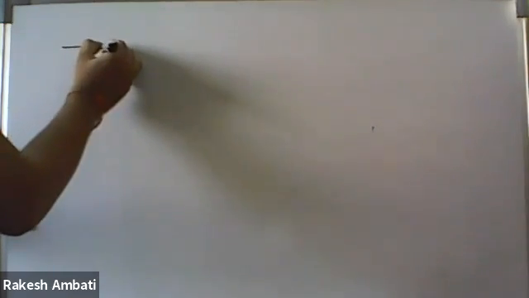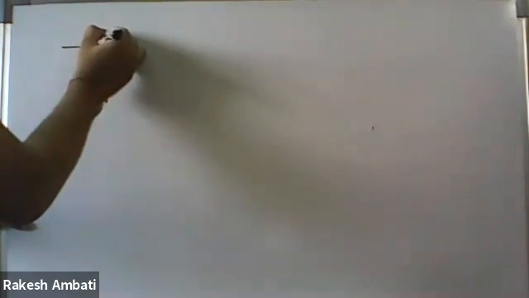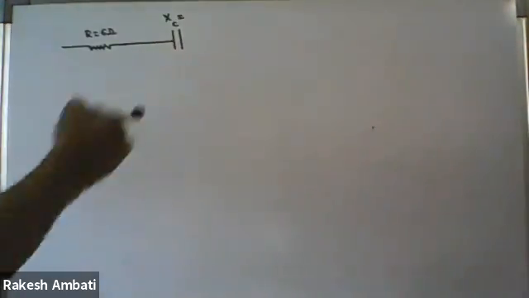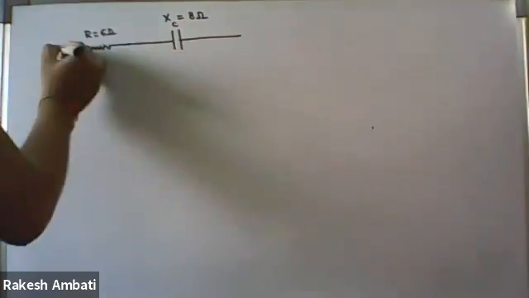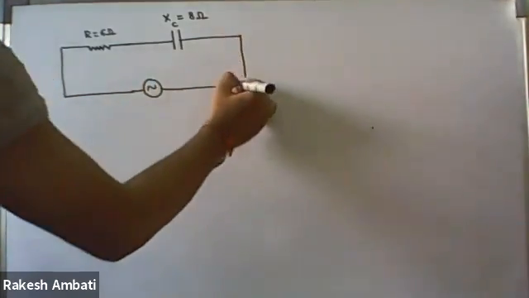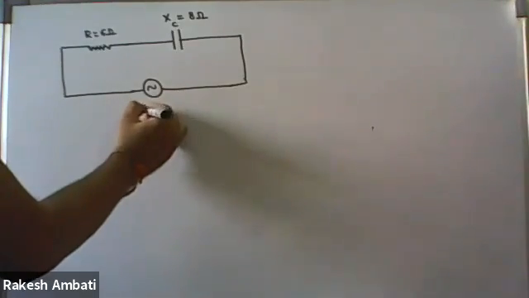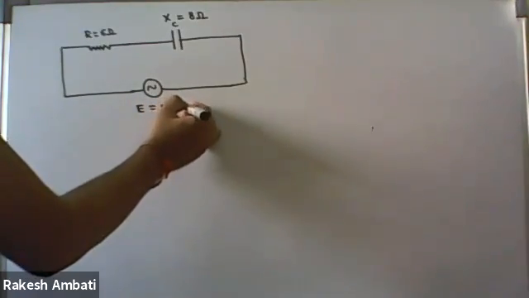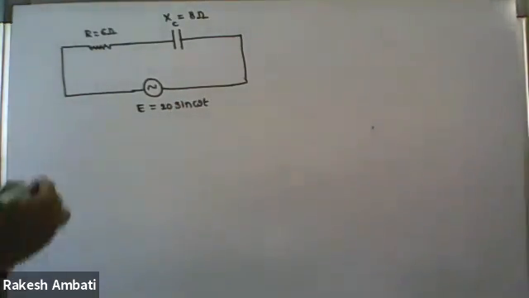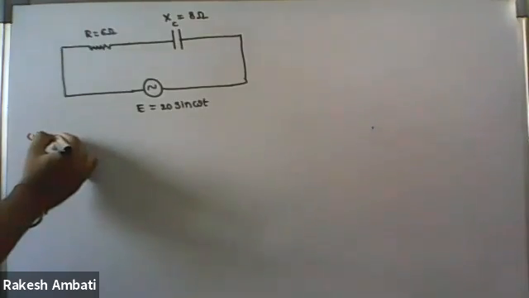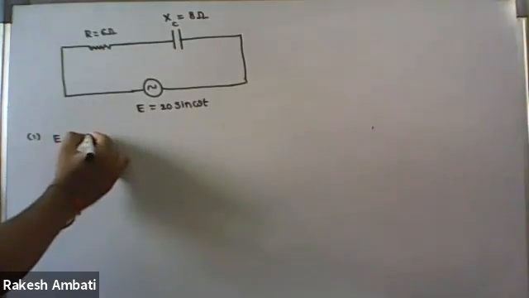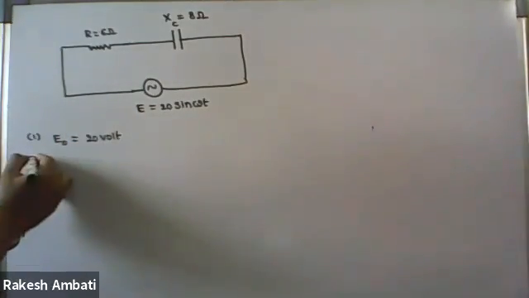So it is a resistance of 6 ohm. Then after it is capacitance, XC is given directly as 8 ohm. Alternating source. And in the question, this EMF is given as 20 sine omega t. First question: what is the E naught value? 20 volt.